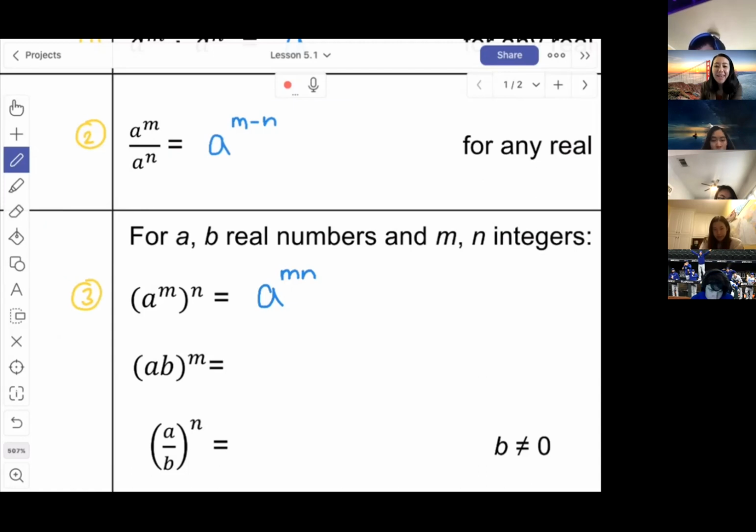Property number 4, a times b, to the m. Notice I have 2 things in the base now. A little different than property number 3. 2 things in the base. What I do here is I give each factor of the base the exponent. So this will be a to the m times b to the m. And we'll call this property number 4.